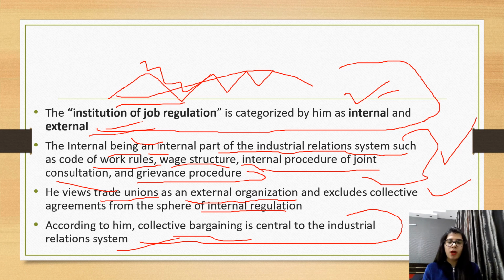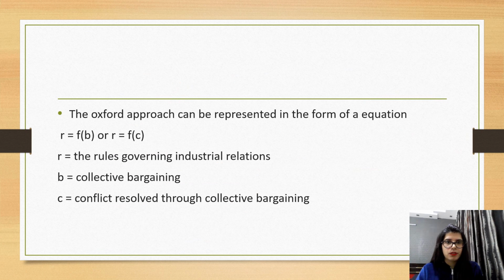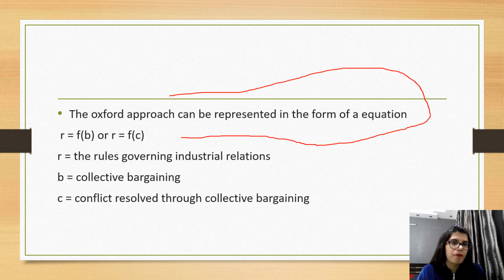So I hope you have understood it. Now see, now the Oxford approach can be represented in the form of an equation. Now R is equal to function of B, and R is equal to function of C.